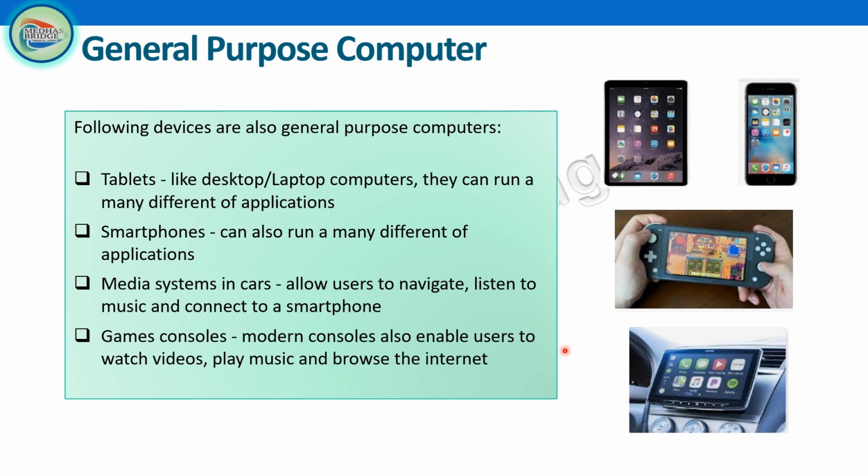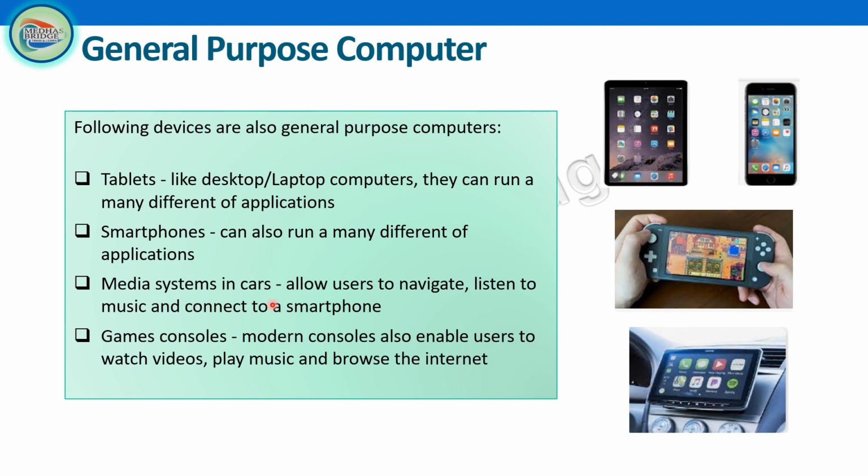Let us look at these devices. These are also general purpose computers. Tablets, like desktops or laptop computers, can run many different applications. Smartphones can also run many different applications, as you know. So the maximum functionality of our laptop or desktop can also be done on smartphones. That's why smartphones can be used for different commonly performed tasks.